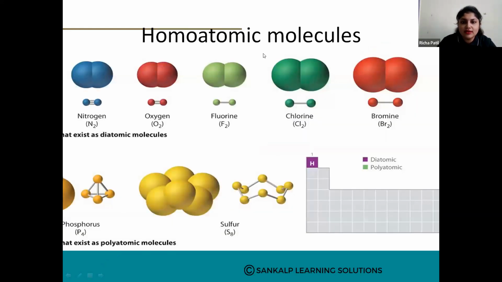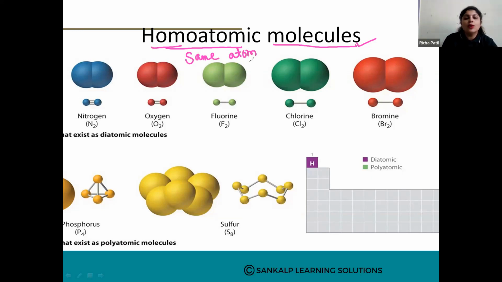In molecules, you can see two types. One is homoatomic. What do you mean by homoatomic molecules? We have understood what molecules are: they are made up of two or more atoms held together by chemical bonds. What is homo? Homo means same, and atomic means atom.